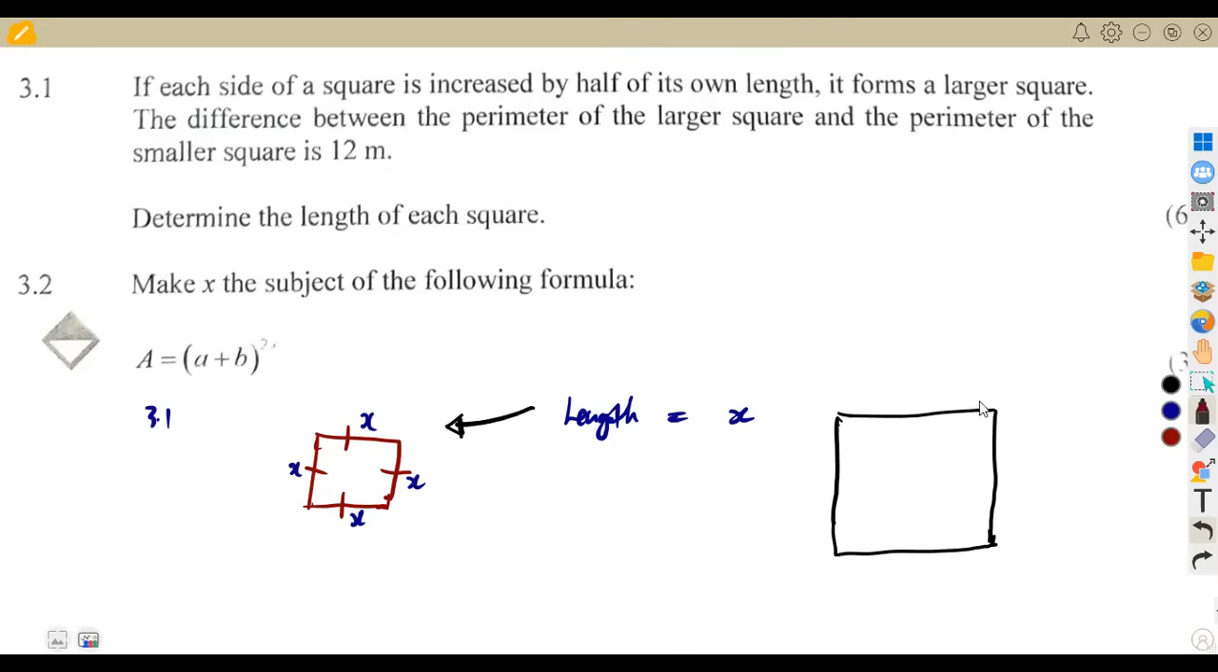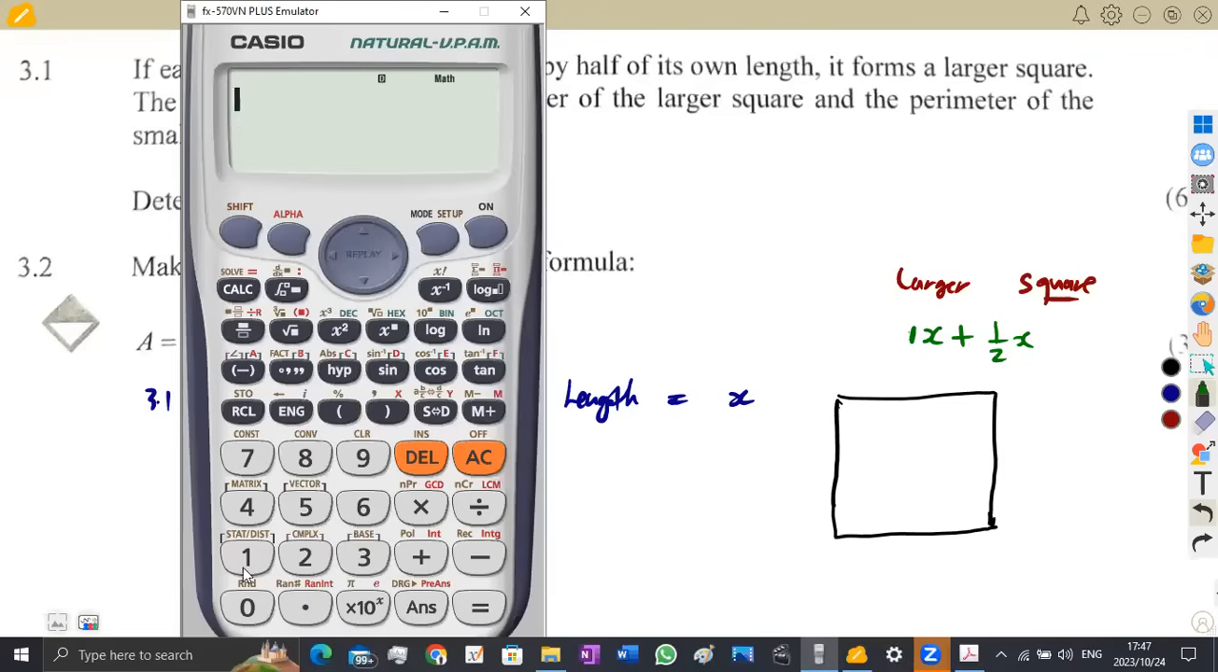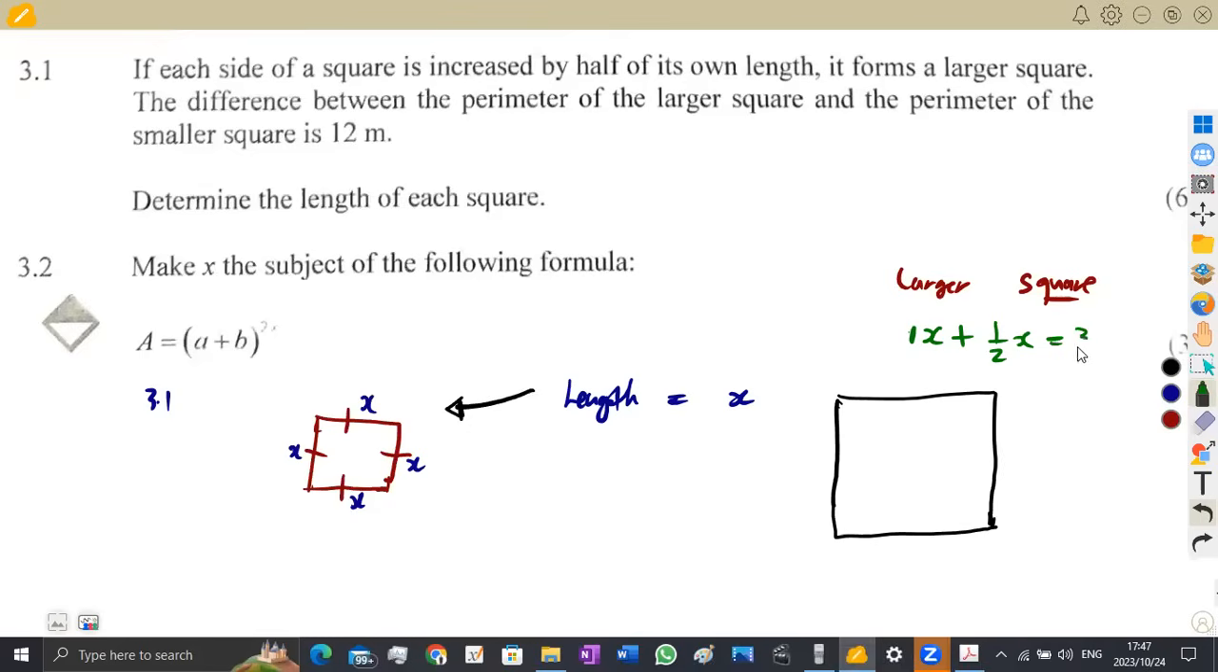Then for the extended, or larger square, we're going to have it increased by half of the length. So the length is going to be x plus half of the original length, because to increase, you add. So it means it is going to be 1x plus a half x. That's simply 1 plus 1 over 2, which is going to give us 3 over 2. So it means this is being extended to 3 over 2x.